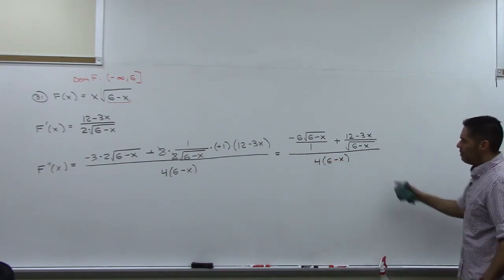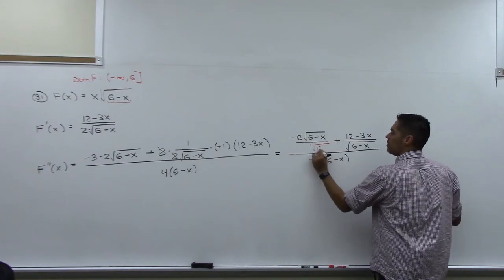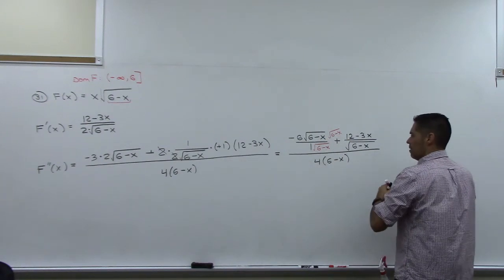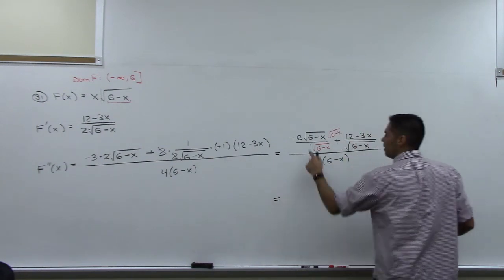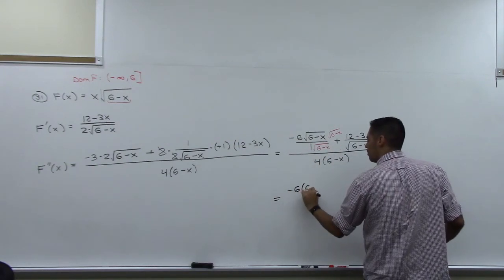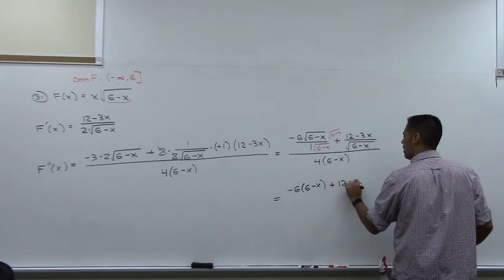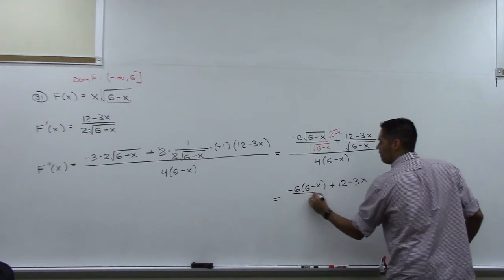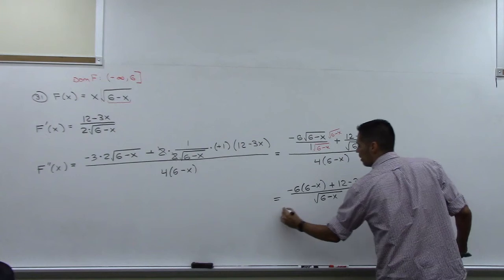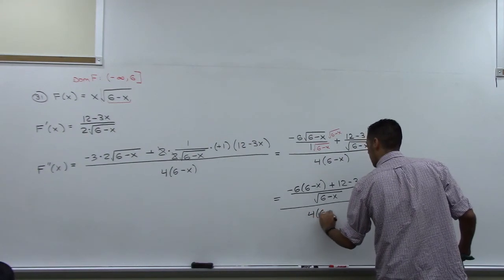All right, let's get a common denominator between these two. That means I'm going to introduce the root 6 minus x here and a root 6 minus x here. So I get, let's see, the negative 6 there. The root times the root goes away, but I have to put it in parentheses. And then plus this thing, plus 12 minus 3x, all over the common denominator, which is root 6 minus x, but then all of that over 4 times 6 minus x.